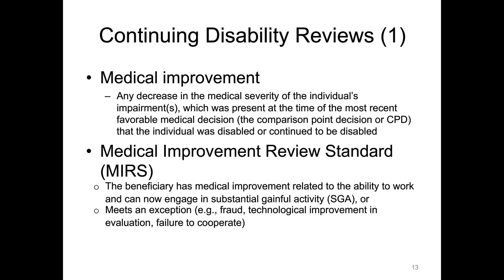SSA periodically checks whether an individual continues to meet the medical criteria for SSI, and these periodic checks are called continuing disability reviews, or CDRs. A big difference between the initial determination of disability and a CDR is that a CDR uses the medical improvement review standard, where SSA is looking for a decrease in the medical severity of the impairments that existed at the last favorable determination that will enable an individual to engage in SGA. So it's not a whole cloth reevaluation of the impairment, but there are, of course, exceptions for things like failing to cooperate with the CDR or for fraud.